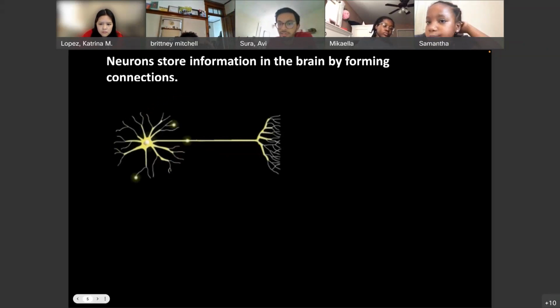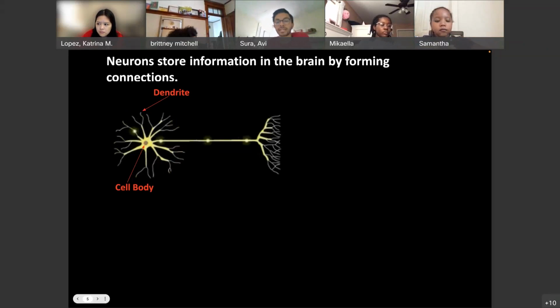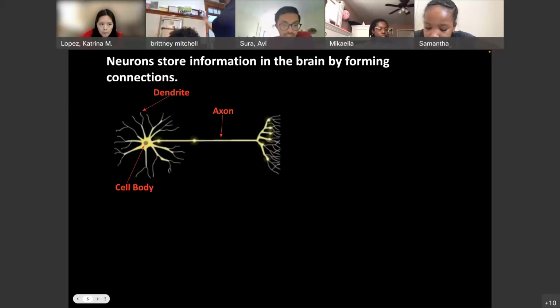A few parts of the neuron that are important are the dendrite, which receives information from other neurons, the cell body, which contains all the information that the neuron needs and produces all of the neuron's energy. Then lastly, we have the axon, which is what actually relays the information from one destination to another and creates a pathway for recalling the memories.